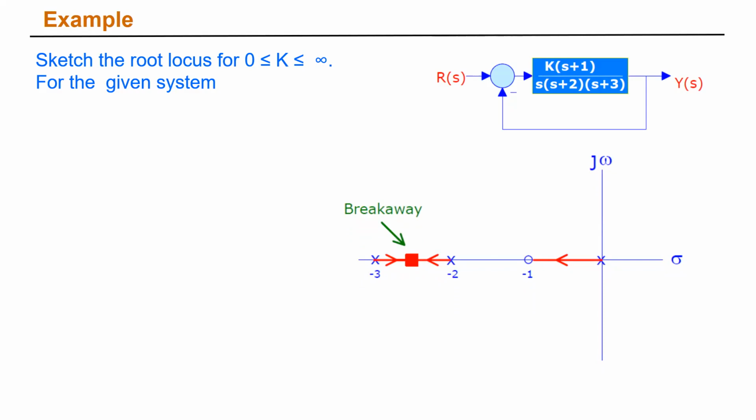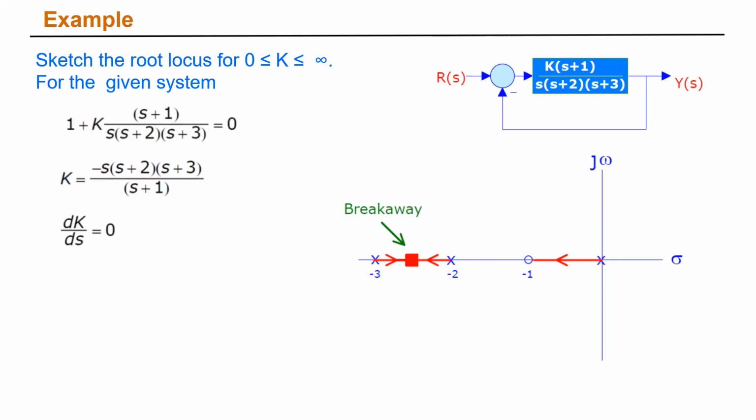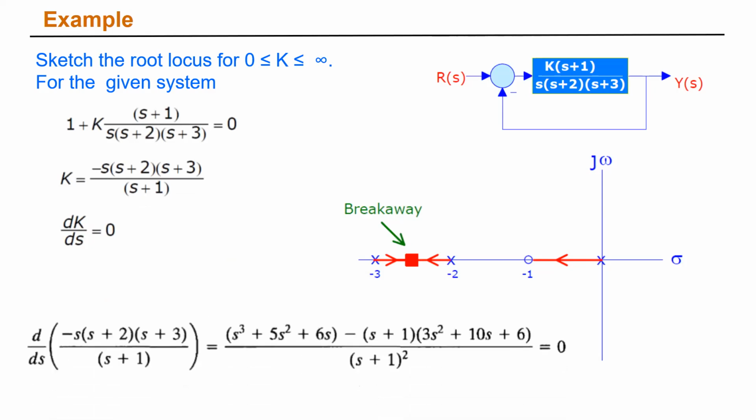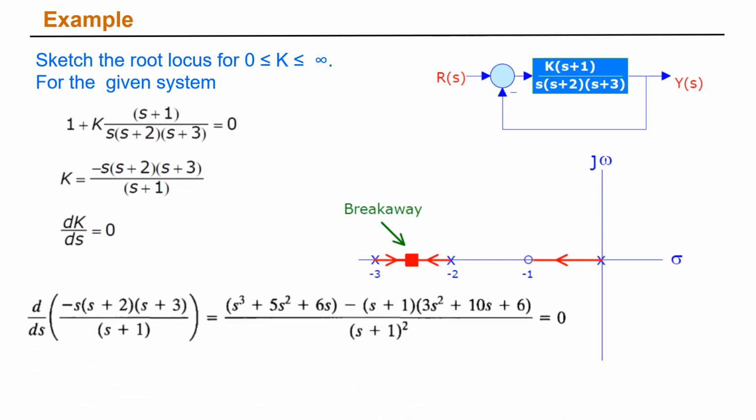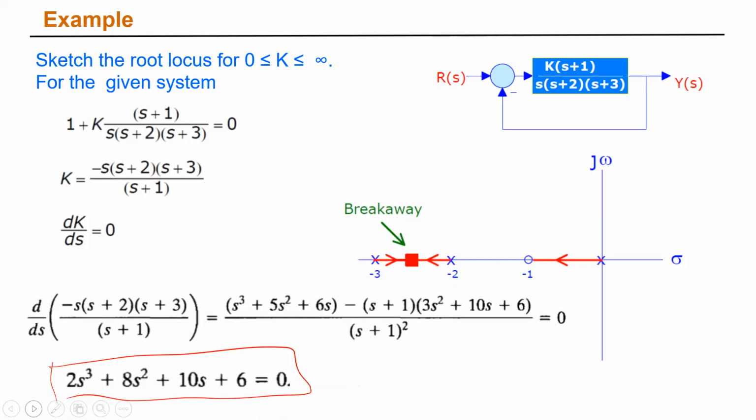Take the characteristic equation. This is the characteristic equation. Solve for k, then differentiate and set the derivative equal to 0. So this is basically what you are going to get. I'm not going to go through the derivative because that will take time, and this is a mechanical thing. So this is a third order equation, and a calculator gives you the right results.